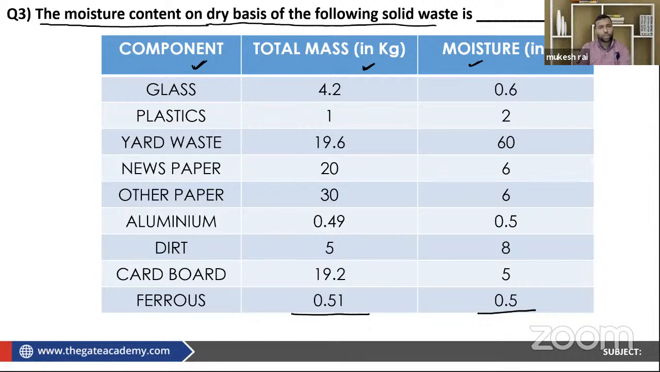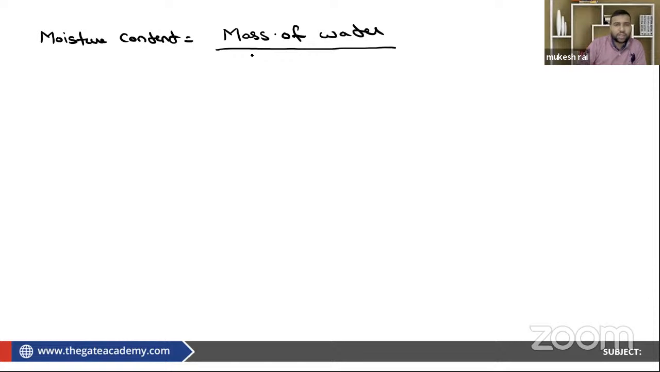What is the moisture content on dry basis? How will you calculate it? Mass of water upon mass of solid is the total moisture content on dry basis. Wrong, Raj. Total moisture content is equal to mass of water upon mass of solid. This formula is the same as the formula of moisture content in geotechnical engineering. You need to find this one only.